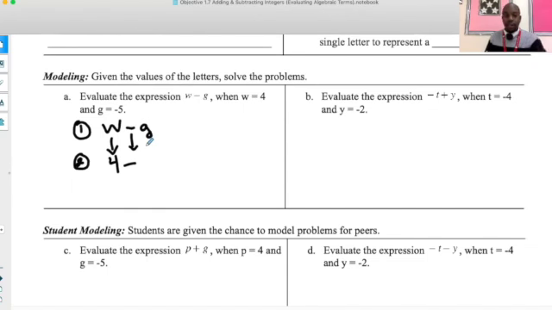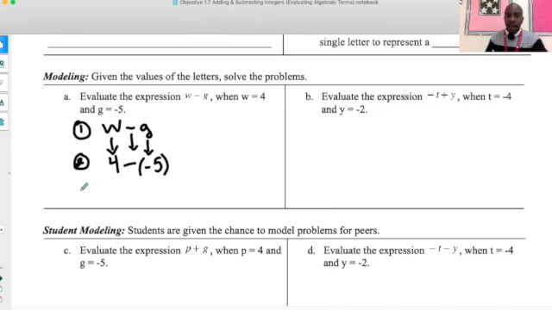Well, the second thing we're doing: now we see G. Now we have to say, okay, what does G stand for? In this case, it says when G is equal to -5. So I'm going to actually put that -5 in parentheses because I don't want two negatives next to each other without parentheses. So that's my second step. First step, we're going to rewrite the expression. Second step, we're going to substitute our letters for numbers.